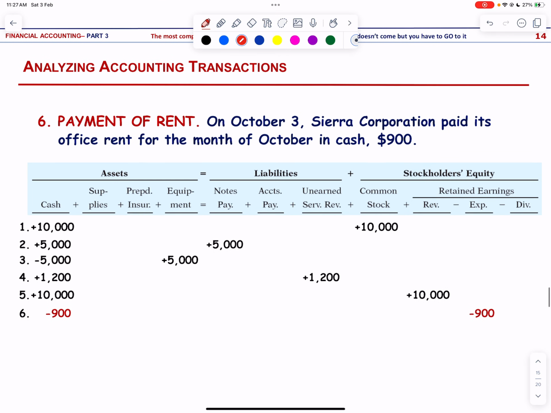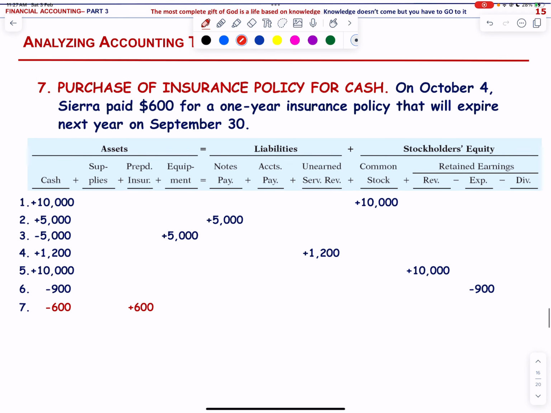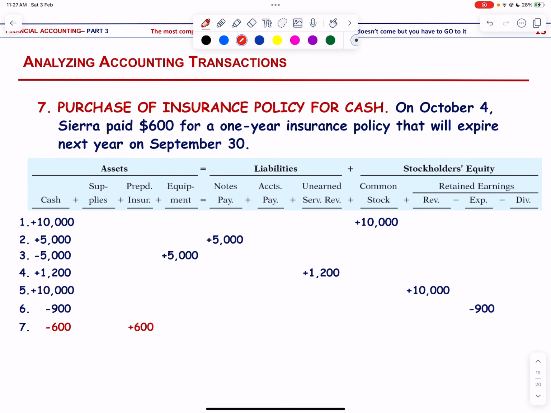Then payment of rent. Now rent, we are paying rent, that is cash. Cash is decreasing in this case because we are paying the expense. Expense is with the stockholder equity, and since this is an expense, it has to be minus by the same amount. We move on to the next transaction, purchase of insurance policy for cash.